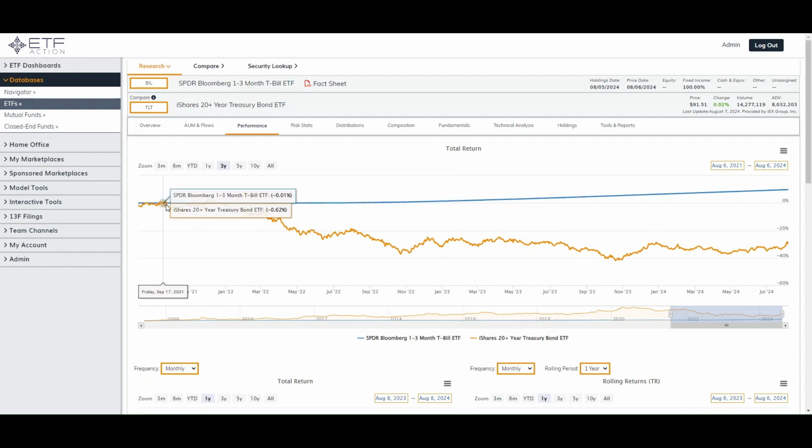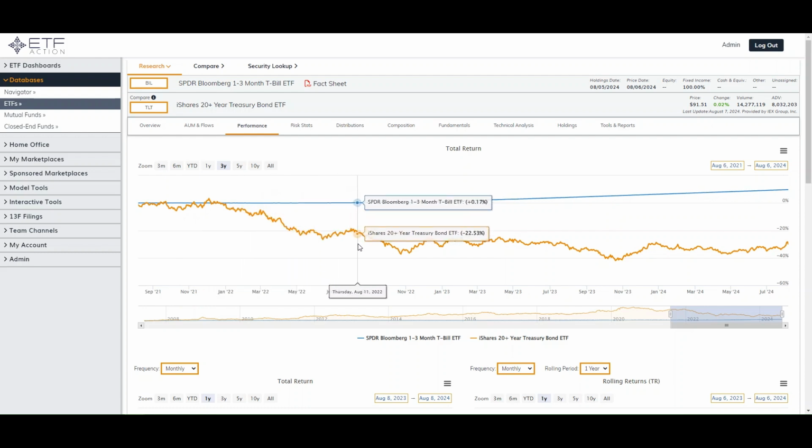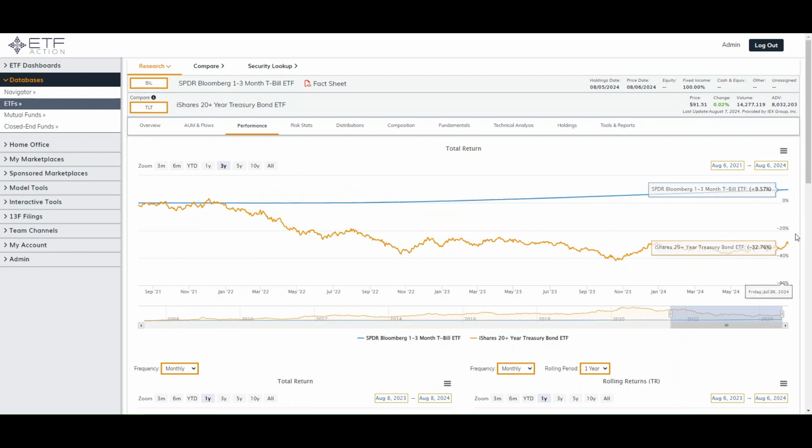Whereas TLT, because it has an inverse movement to interest rates, as interest rates continue to move higher and higher, TLT did not fare very well. So you can see during this 3-year time period, ending today, if you held the T-bill, you're up about 10%. If you held TLT, you would be down almost 30%.